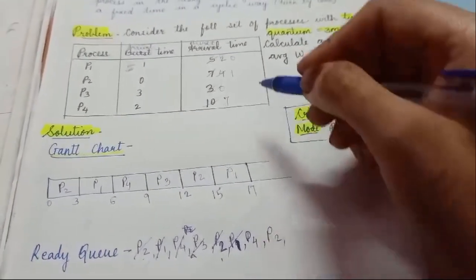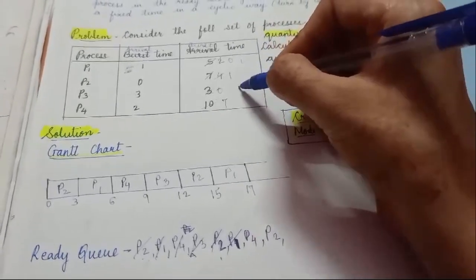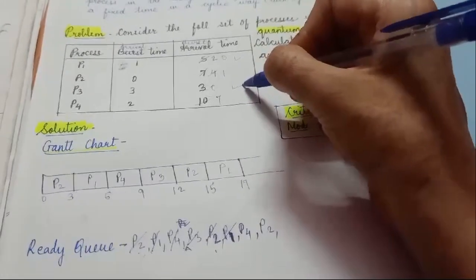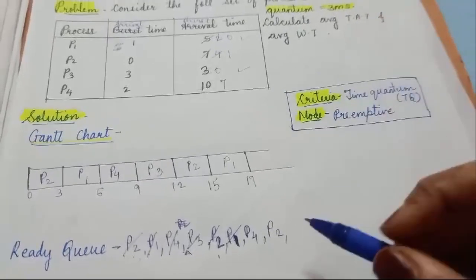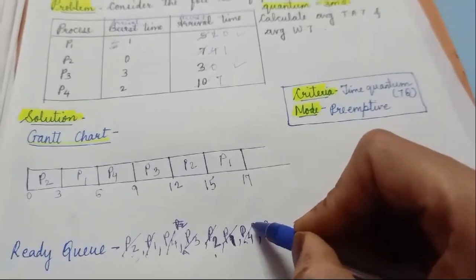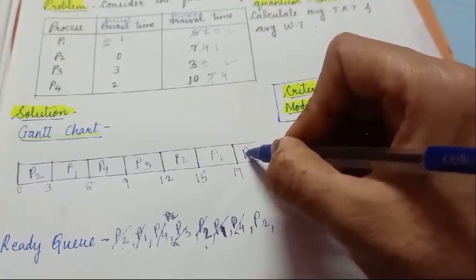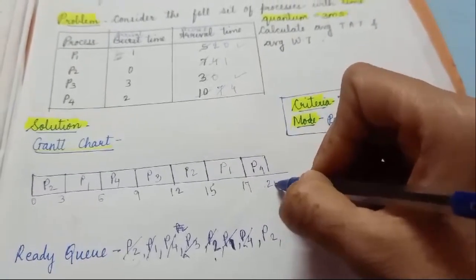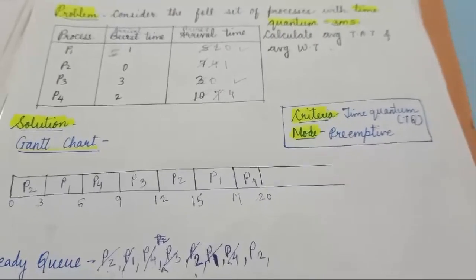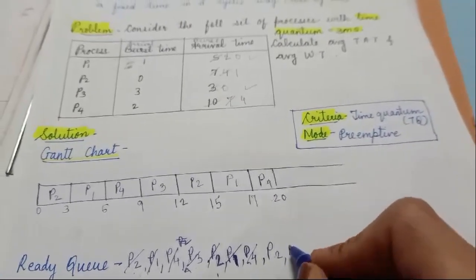Next, so here P1 process is completed fully and P3 is completed fully. Remaining is P2 and P4. Next in the ready queue is P4 with burst time 7. That is 7 minus 3, there it will be 4. We'll write down here P4. 17 plus 3 is 20. So here again 4 burst time is remaining, so we'll write down in the ready queue P4.